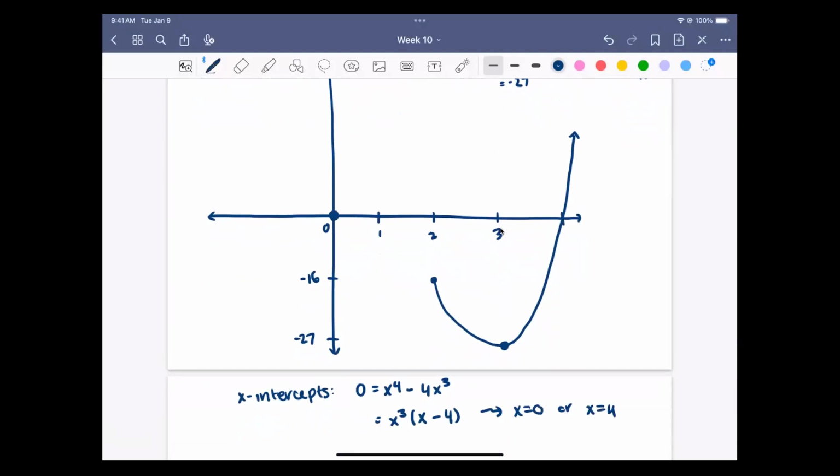Okay, so I can go ahead and label this point as well now. So that's 4. And okay, so what that means is I'm going to be moving to the left from 2. We're going to be concave down, heading towards 0, which is where the x-intercept is.